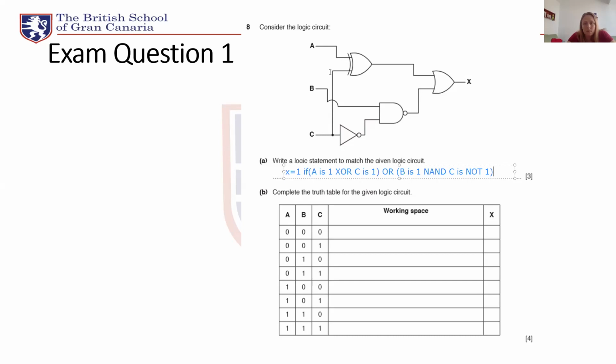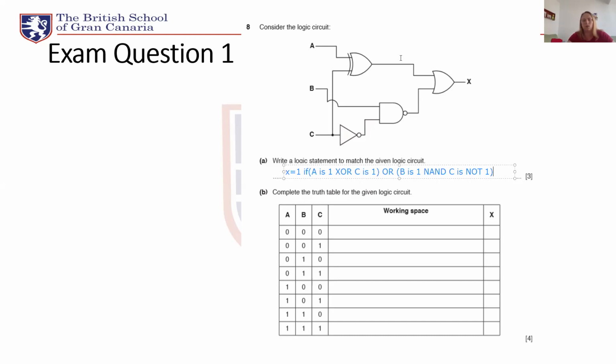So if B goes into the NAND, then the NAND has basically gone to the junction here through to C, where C is joined with a NOT. And they all join up at the end with an OR. Okay, so that's how you can write the statements.